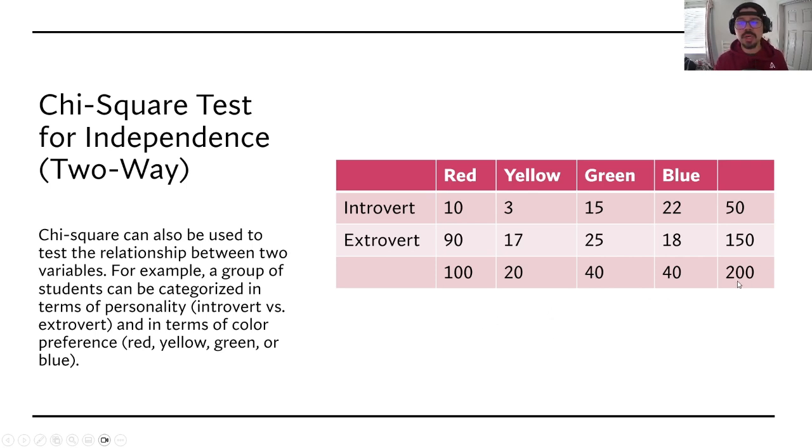This number here, the 200, represents our n. This is the total number of individuals in this sample. This is determined by adding up either all of your row marginal totals or your column marginal totals. 50 plus 150 is 200. You can use either because adding up row marginal totals and column marginal totals should equal the same number, since it represents how many people are in your sample overall. If we add 100 to 20 to 40 plus 40, it would equal 200.